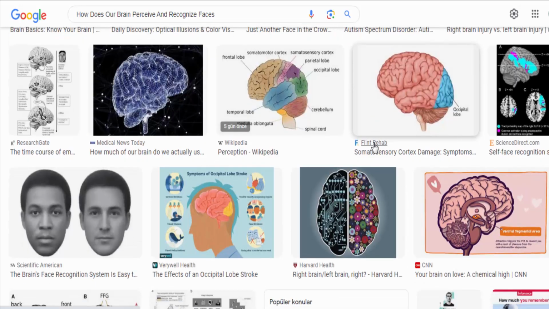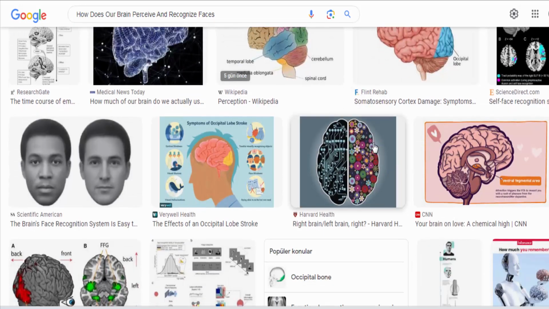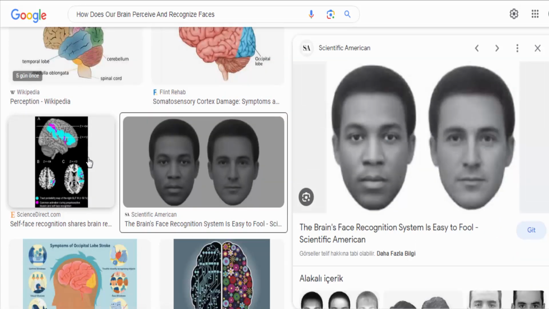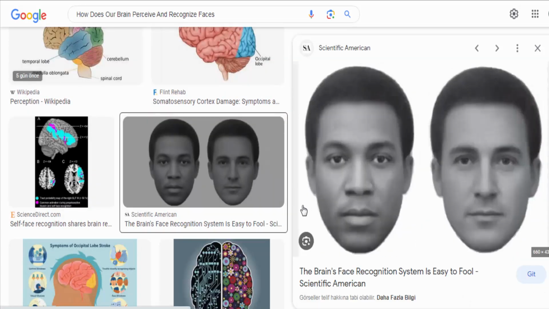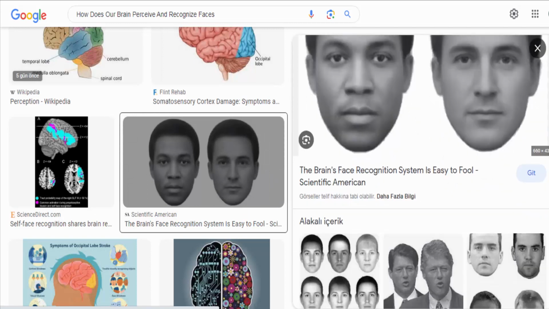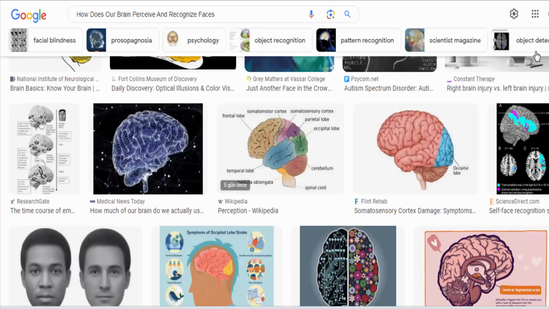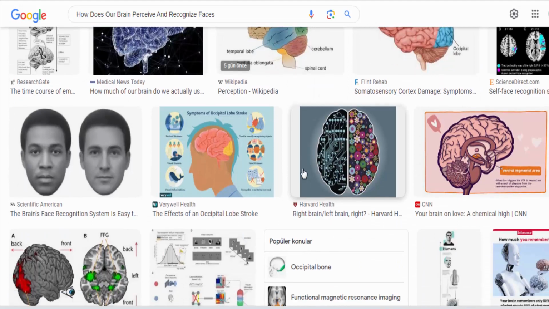It's important to note that face perception is a complex and dynamic process influenced by various factors, including cultural and individual differences. Ongoing research in neuroscience continues to shed light on the intricate workings of the brain's perception of faces.